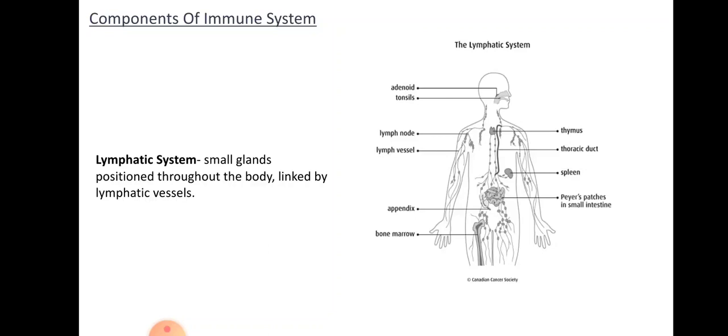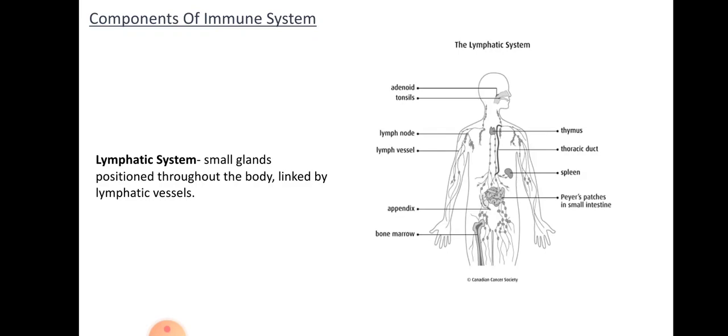Next component of immune system, and it is a very important system called the lymphatic system. The lymphatic system consists of small glands positioned throughout our body linked by lymphatic vessels. So that forms a system called the lymphatic system.